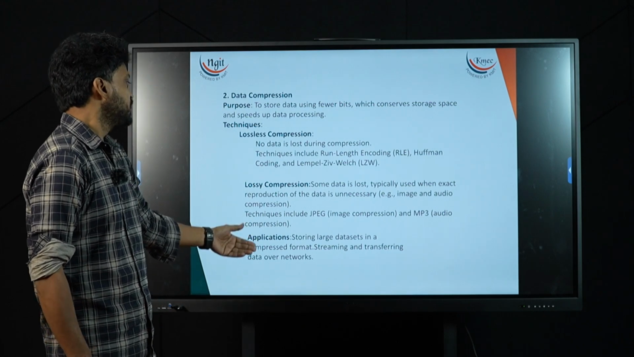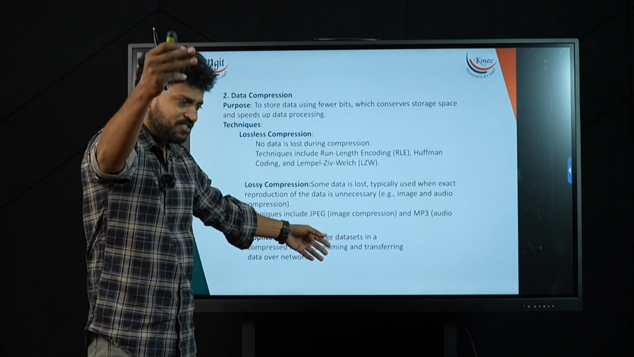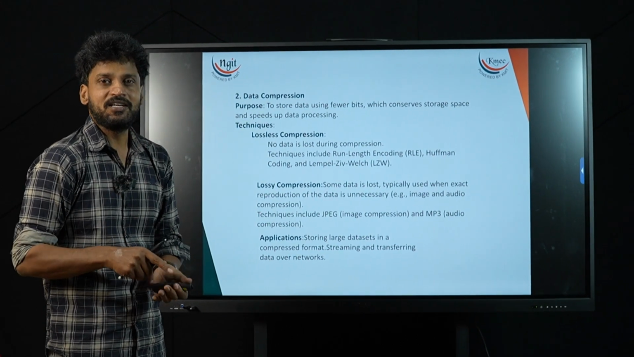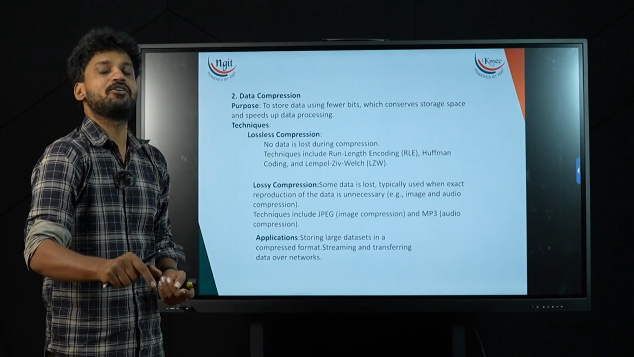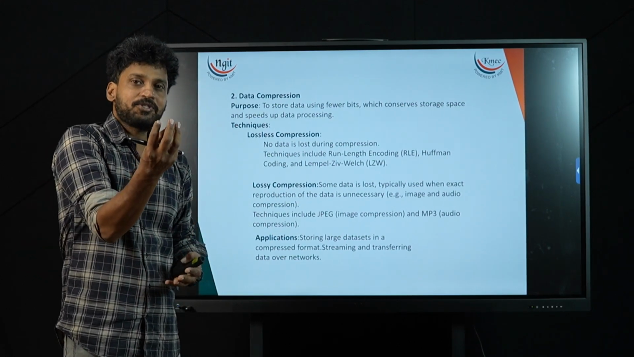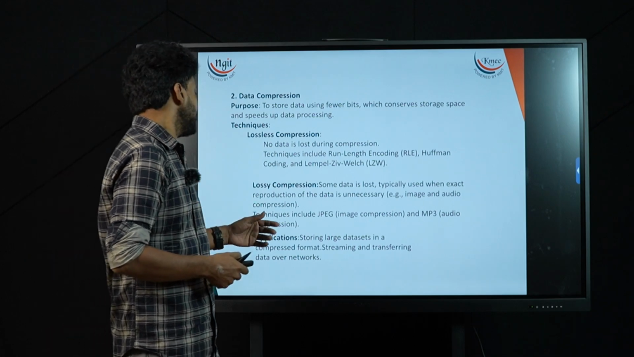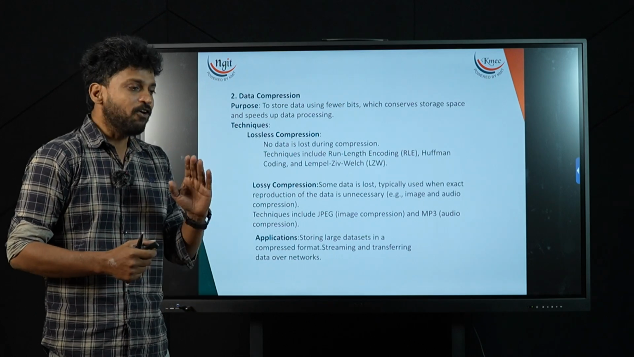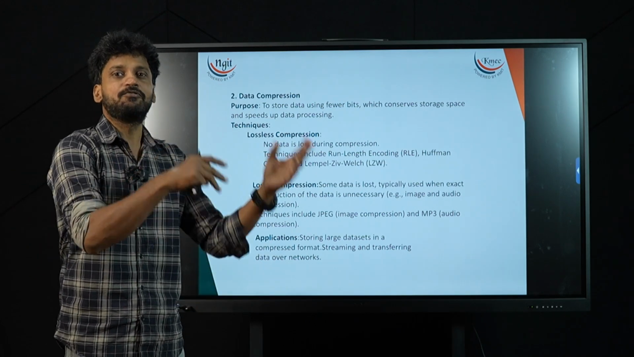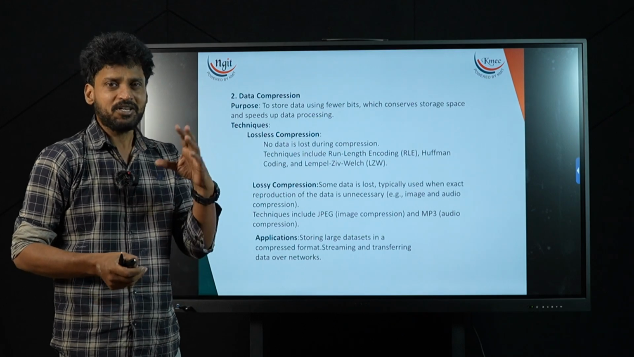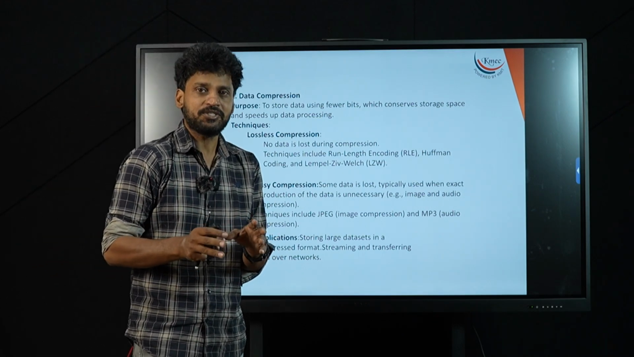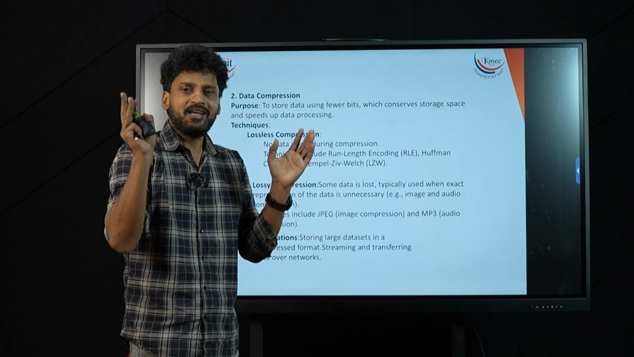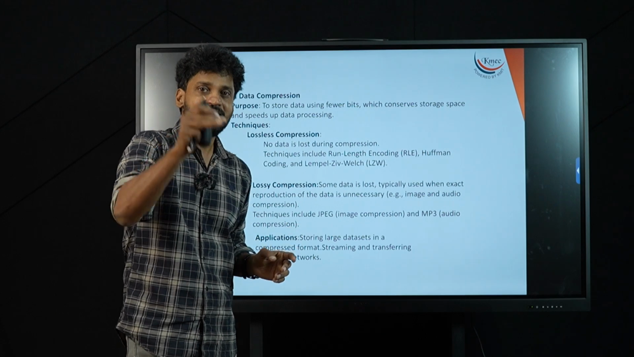Techniques include JPEG image compression. When you convert any picture into JPEG, obviously the size will get reduced. At the same time, you can also spot some loss in the data. And MP3, audio compression. Generally, when you record audio, it will be in WAV format. The WAV format will be converted to MP3. During this conversion, there will be some loss. It is insignificant because during the conversion, you don't get to spot any differences. But still, there is some loss.